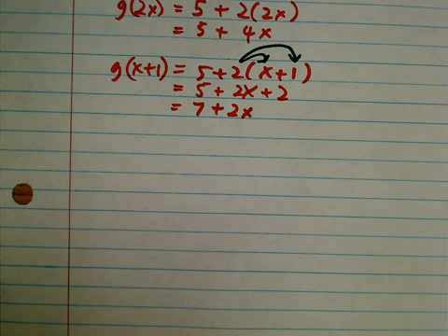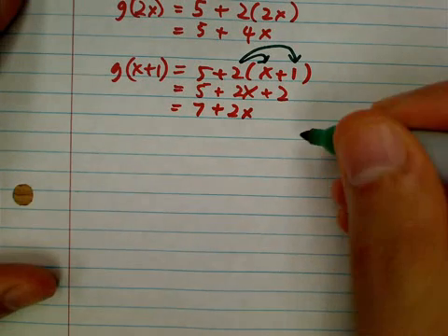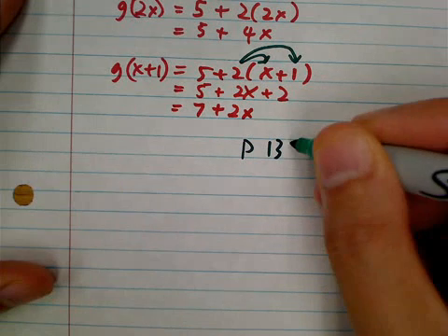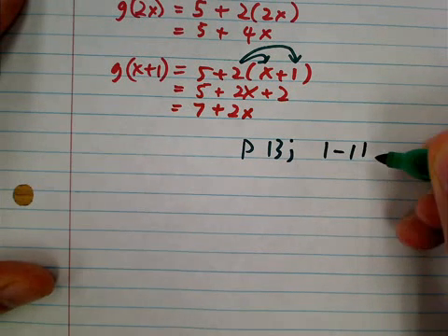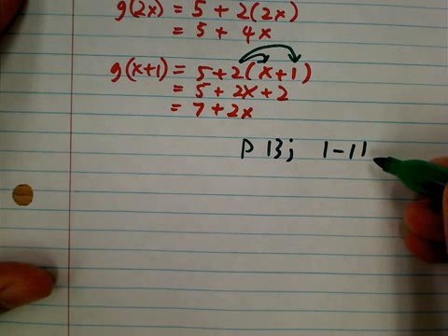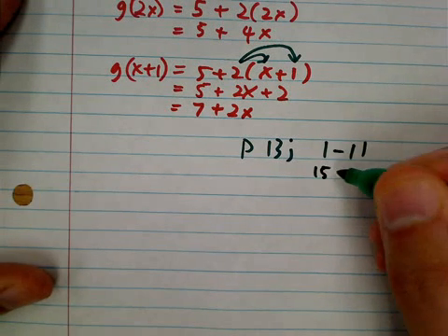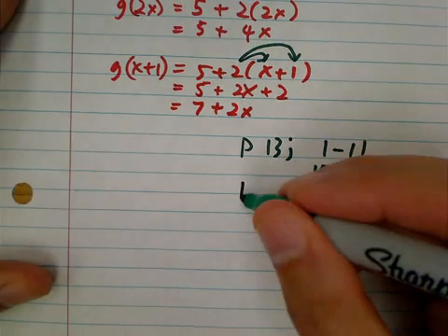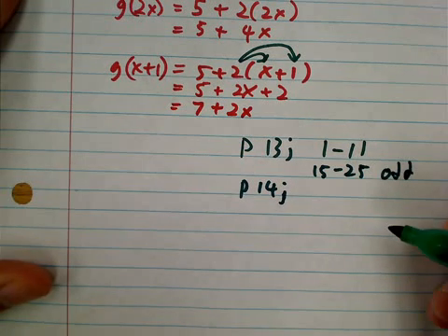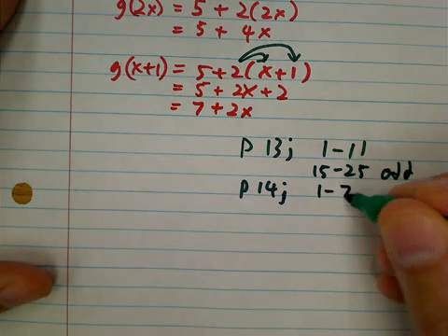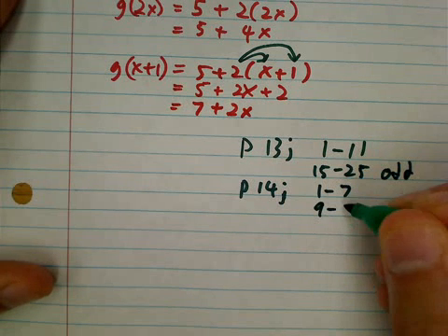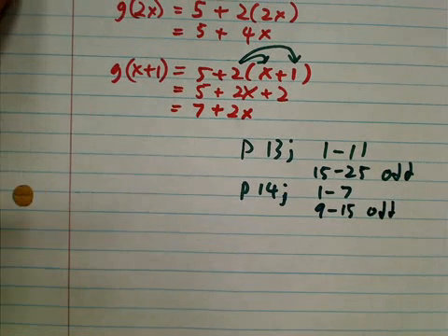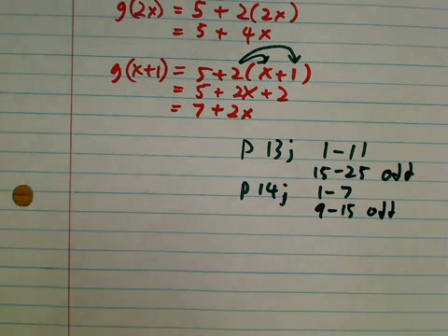Let me see here. Your assignment, yes, page 13. There's going to be a little more here than usual, but I think you'll be fine. 1 through 11, and those are just telling me whether or not they're functions. And then 15 through 25 odd. And then on page 14, 1 through 7, again, just telling me if they're functions or not. And then 9 through 15 odd. So a good chunk there, but hopefully you'll be able to make good time and fly through it.